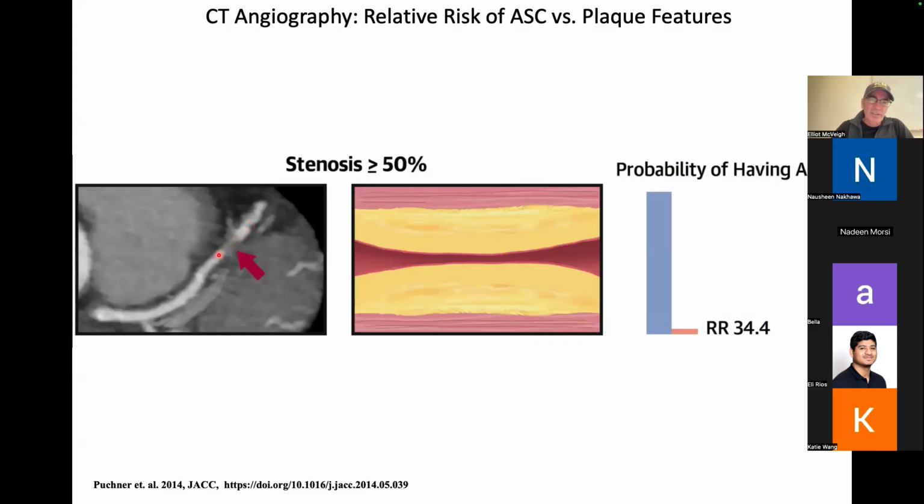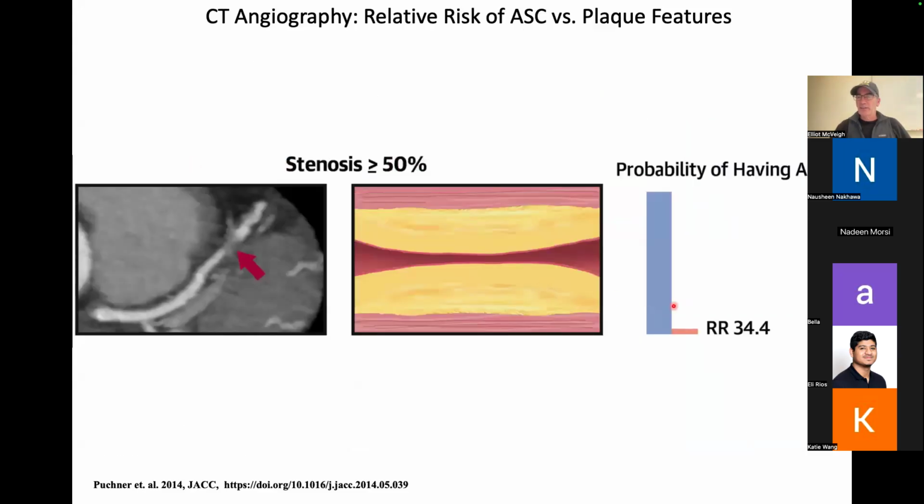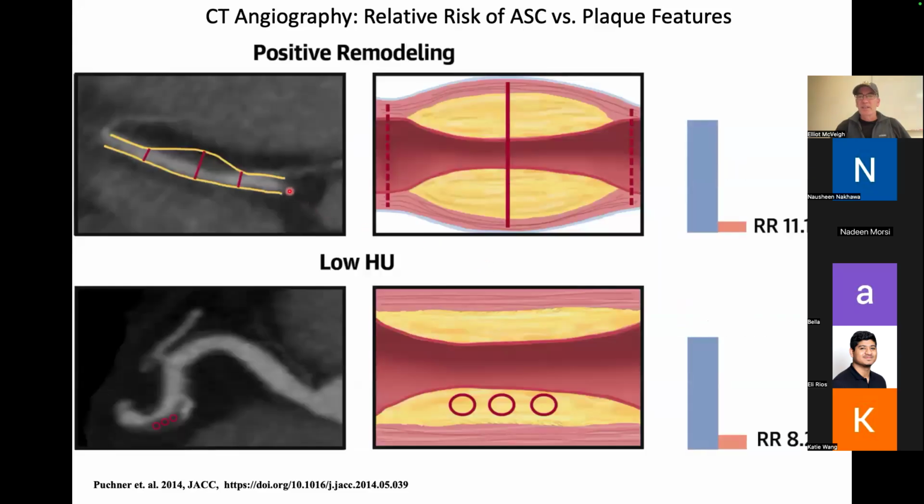Here's what a stenosis can look like on CT. And the risk of having an acute coronary event with a stenosis that's greater than 50% is a lot higher than for those people that don't have the stenosis. And so it does carry risk, or it's like a factor of 34 versus not.